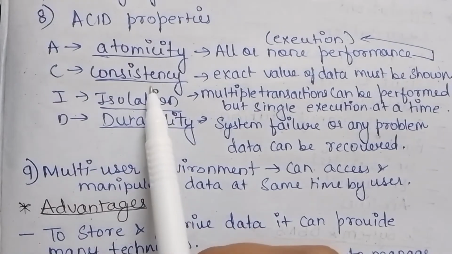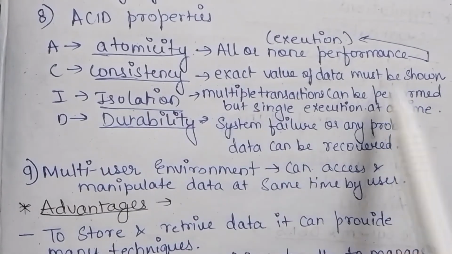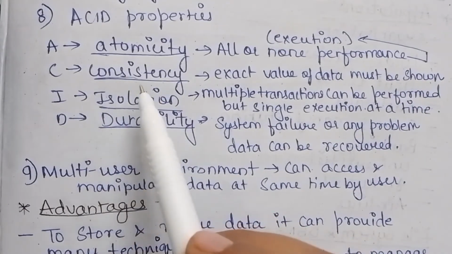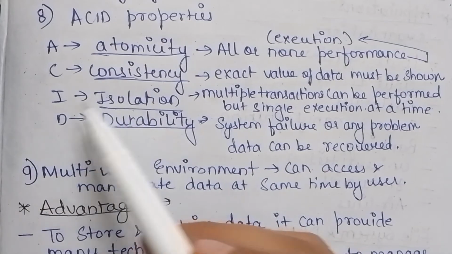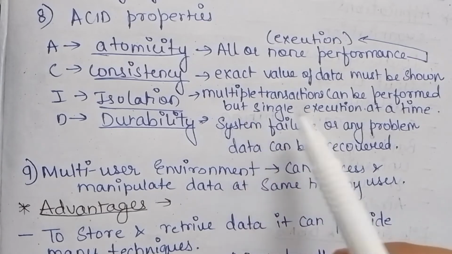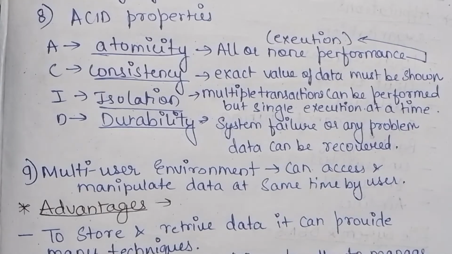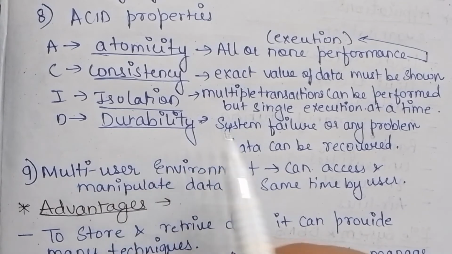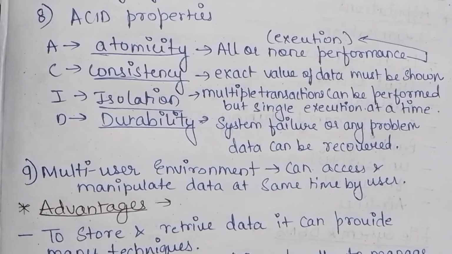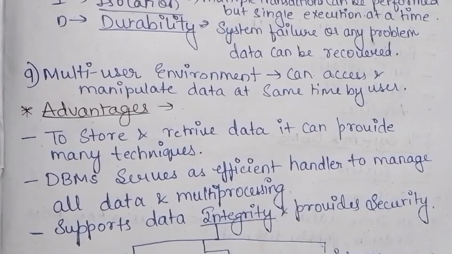Next, C is the consistency, in which the exact value of the data must be shown. If the values are changed, then there wouldn't be consistency in the data. Next, I is isolation. That means multiple transactions can be performed, but there will be single execution at a time. Next, D is durability. That means if system failure or any other problem occurs, then the data can be recovered. The ninth characteristic is multi-user environment. It means users can access and manipulate the data at the same time.